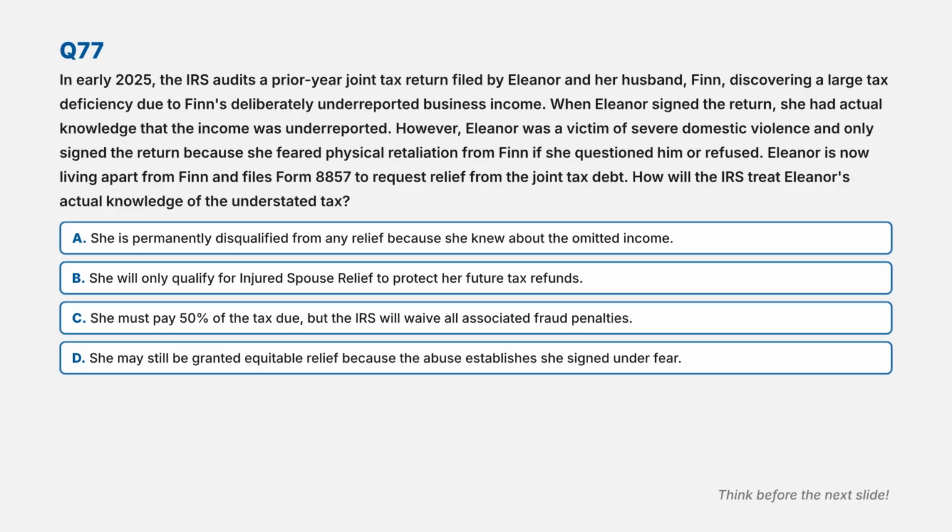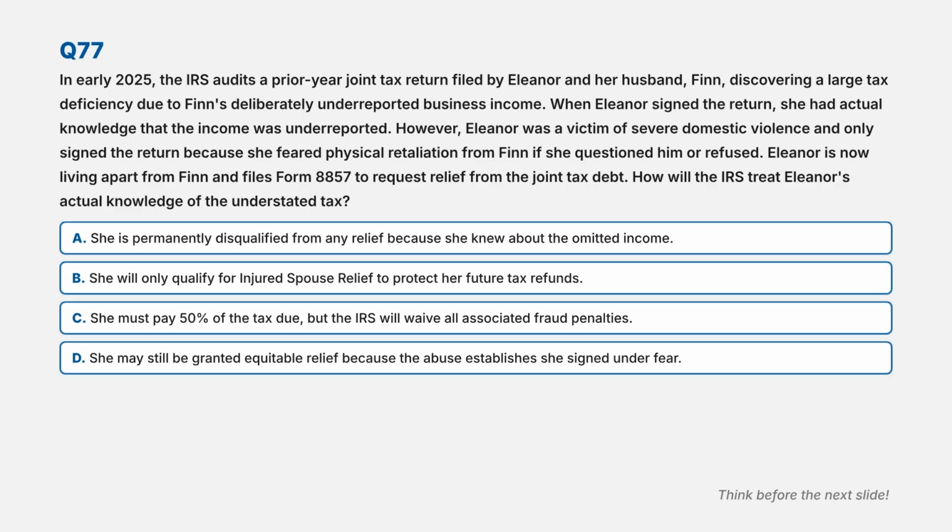When Eleanor signed the return, she had actual knowledge that the income was underreported. However, Eleanor was a victim of severe domestic violence and only signed the return because she feared physical retaliation from Finn if she questioned him or refused. Eleanor is now living apart from Finn and files Form 8857 to request relief from the joint tax debt.